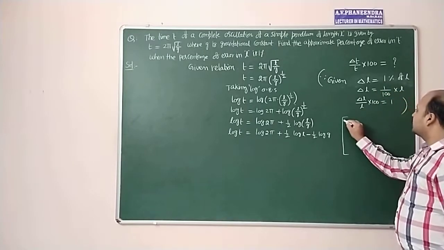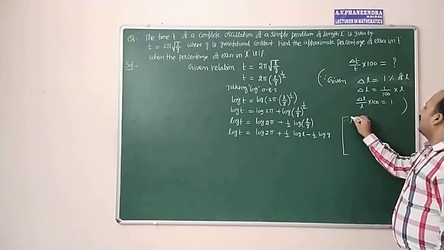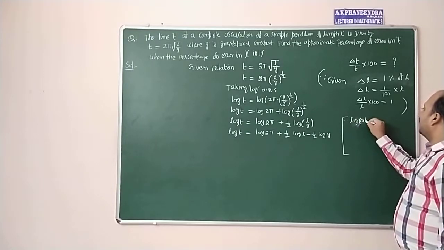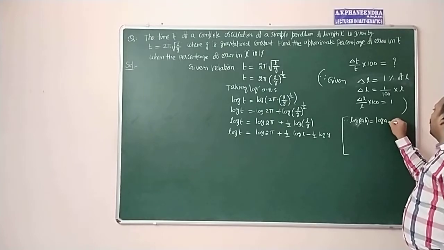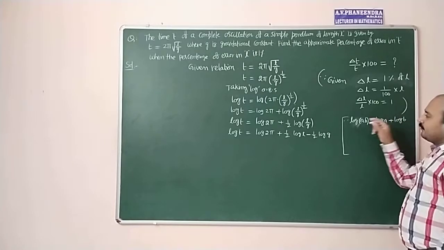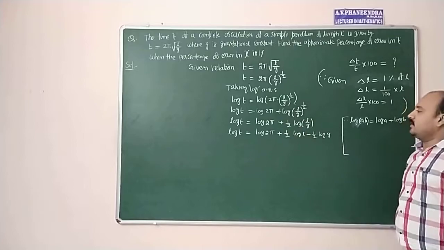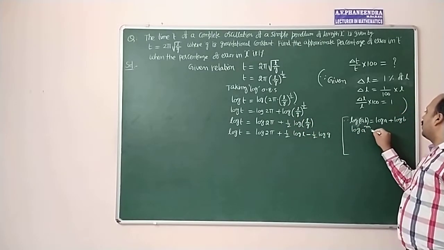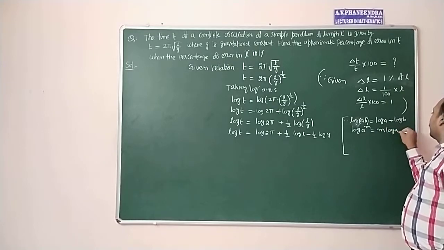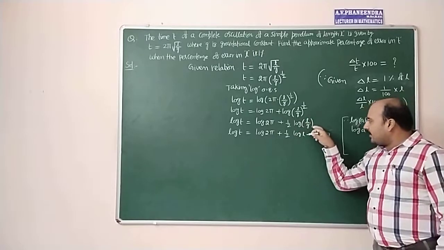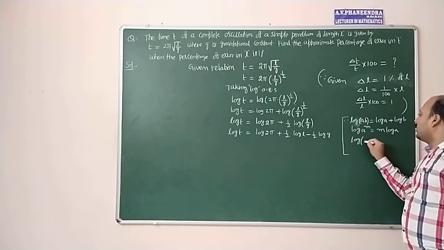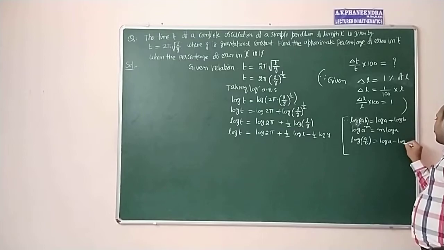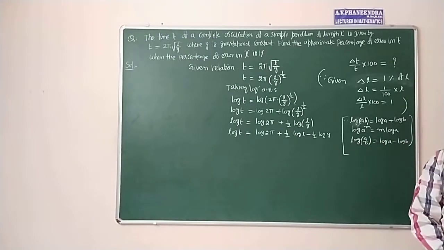Here, what are the formulas we applied? The log AB formula: log AB is equal to log A plus log B, where this is A and this is B. Next, the log A power M formula: log A power M is M into log A. After that, the log A by B formula: log A by B is equal to log A minus log B. So these are the formulas we applied.